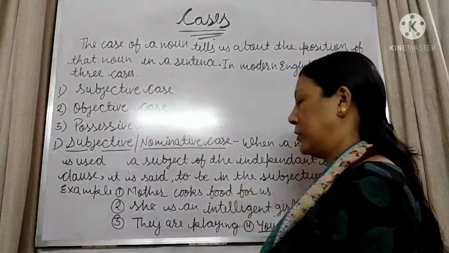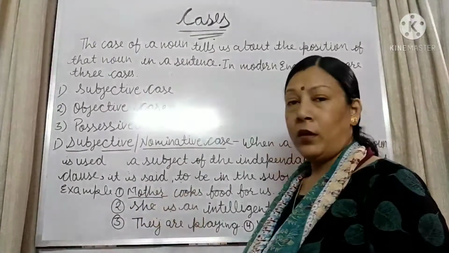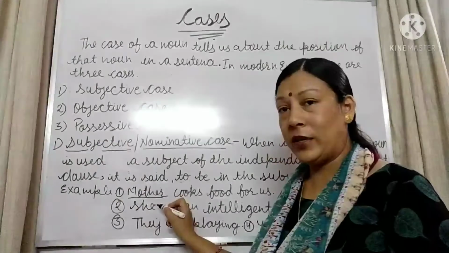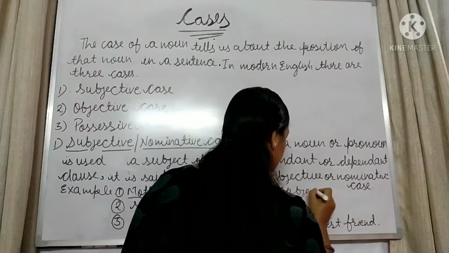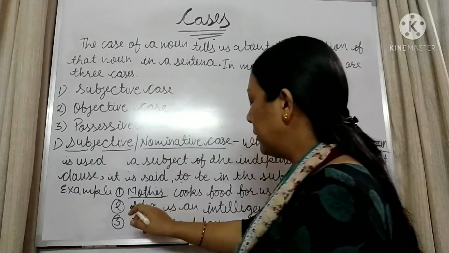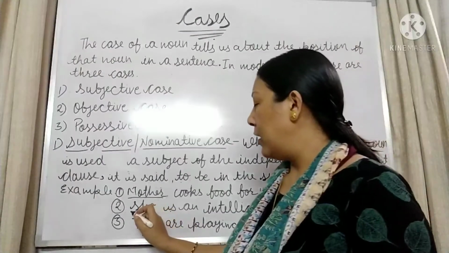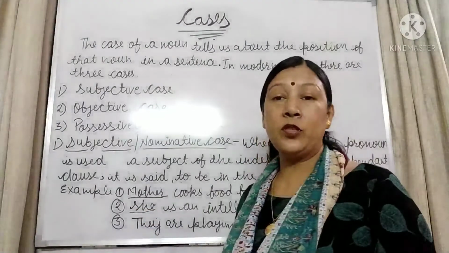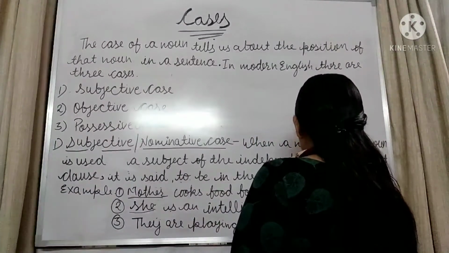Mother cooks food for us. In this sentence, you can see that mother is what? Mother is a noun and it is at the place of subject. So what is mother here? That is a subjective case. Here the second sentence: She is an intelligent girl. She is a pronoun and here she is at the position of subject. So she is at subjective case.